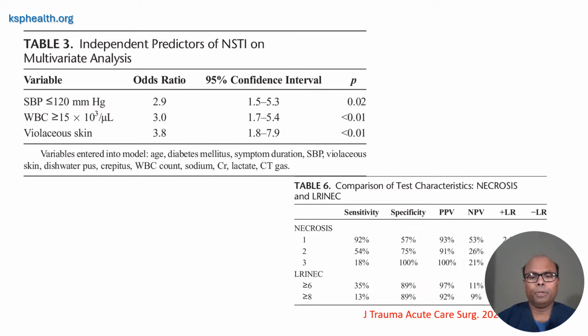Another scoring system, just published a few months ago, is called the necrosis scoring system. They used three variables: systemic blood pressure, white cell count, and violaceous skin. Systemic blood pressure less than 120, white cell count more than 15, and violaceous skin. It's sensitive enough to detect necrotizing fasciitis.